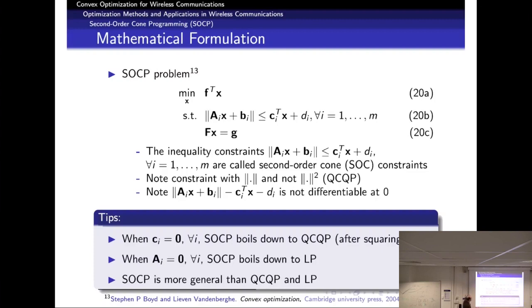So we can show that this is actually a slightly more general form than QCQP. If c is equal to 0, if this right part here is equal to 0, then the SOCP will boil down to a QCQP. You can simply square this quantity and you end up with an inequality similar to what we had before. If a_i here is equal to 0, this will be a linear relationship, so this will become a linear program. And so this SOCP is viewed as a more general formulation than QCQP and LP.